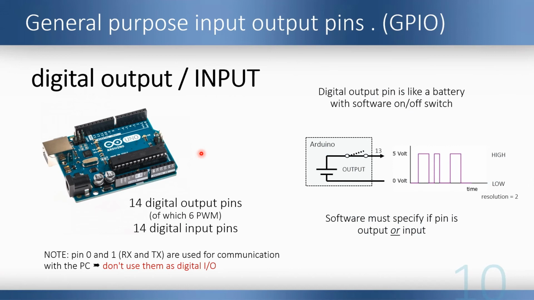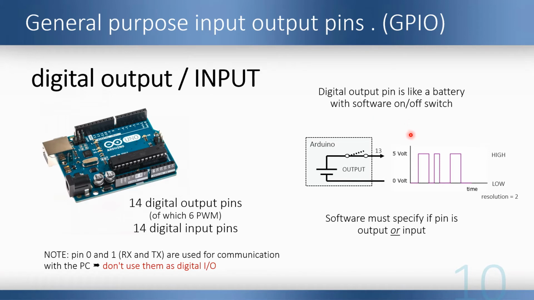And please note, when you connect your sensors and your actuators, please don't use the pin 0 and pin 1. Those are the RX and the TX. Those are used to communicate between the Arduino and the PC. So those are reserved. A digital output pin is just like a battery with a software switch. So you can turn it on and off by using your code, and the output of that pin will be either high or low.